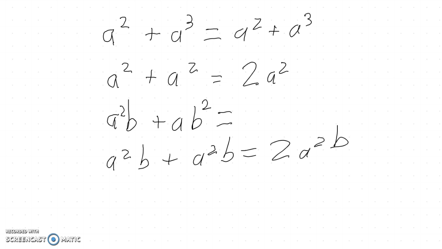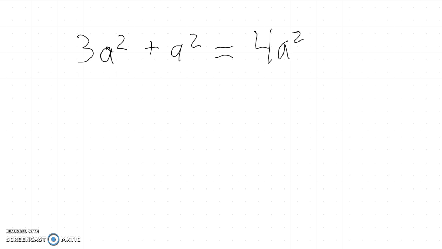Now we're going to talk real quick about coefficients. Coefficients are these numbers that come beforehand. So something like 3a, in this case, 3 is the coefficient, just to go over some vocabulary again. Let's say I have 3a squared plus a squared. Super easy. That's like if I have 3 cows plus another cow. What do you have? 4 cows, or in this case, you would have 4a squared.